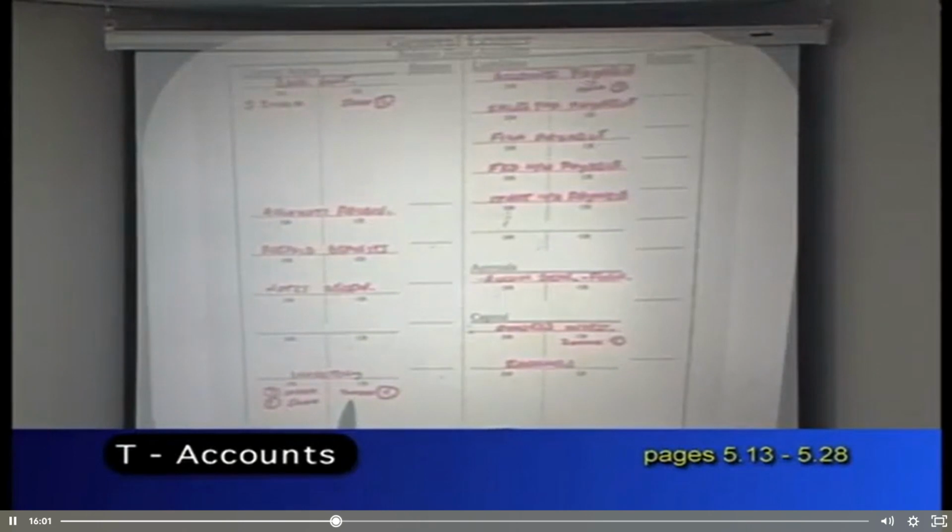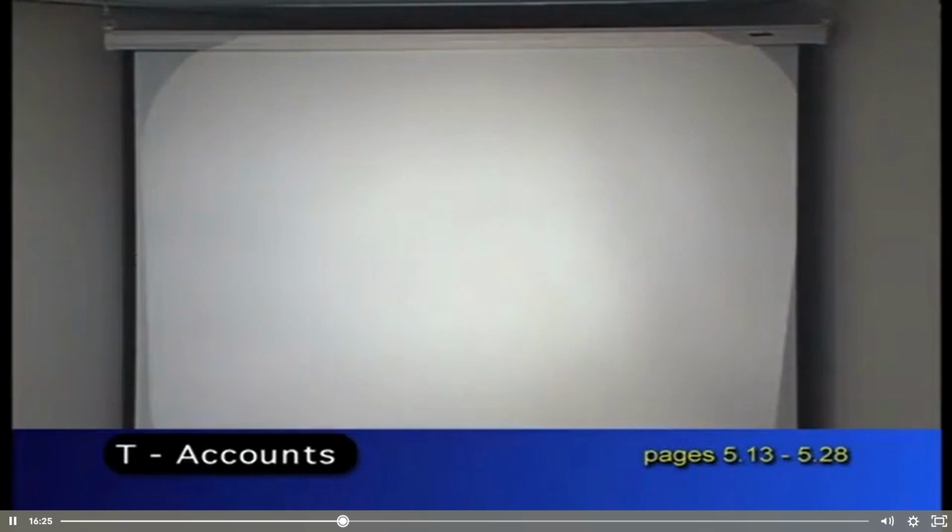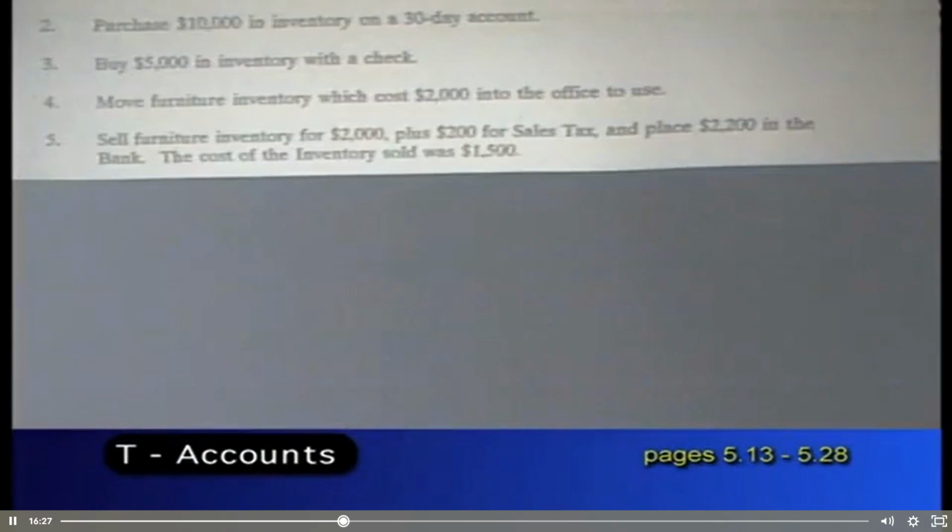We credited inventory $2,000 because we took it out of there, and we turned it into a fixed asset, which is furniture. Okay? Everybody clear on that entry? So again, total assets didn't change, did they? But current assets did. Current assets went down, so working capital dropped as well. Okay? Number 5.